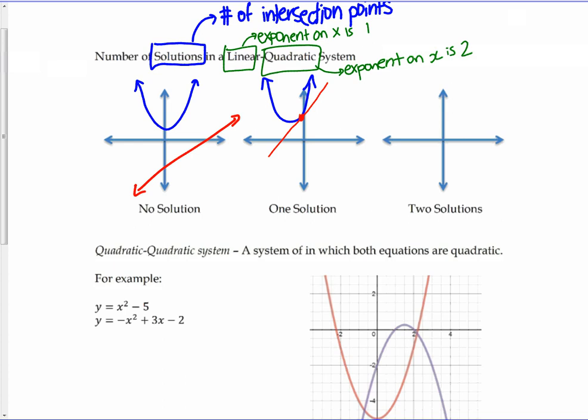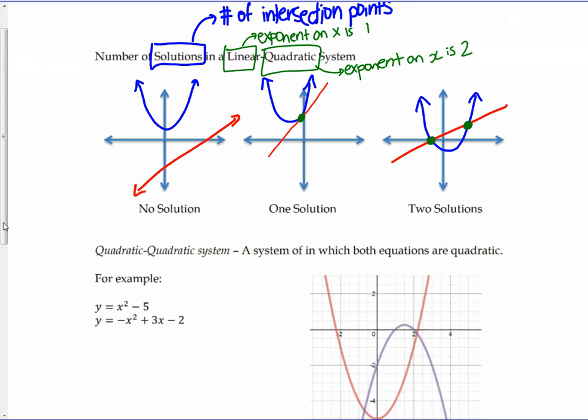How would it have 2? That's probably the most common. It goes straight through and it intersects 2 times. Okay?